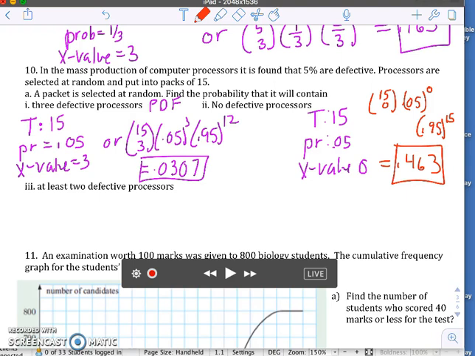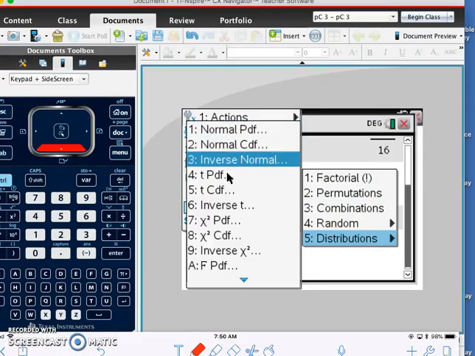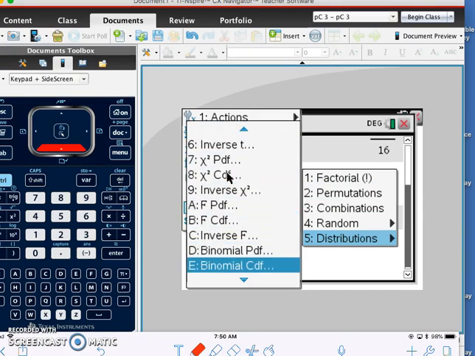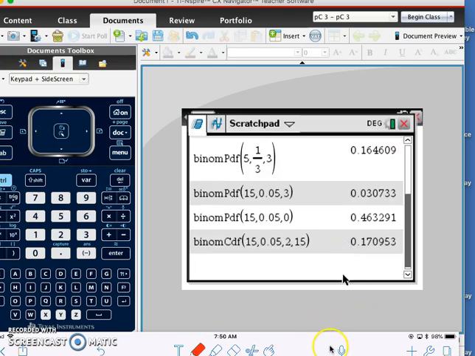At least 2 processors are defective. So this is that CDF because it's at least. So our total is 15, probability 0.05, but then we have a lower bound of 2, and our upper bound would be 15 because we could have anywhere from 2 to 15. So menu, probability, distributions, CDF, so there's 15, 0.05 and anywhere from 2 to 15, so 0.1709.